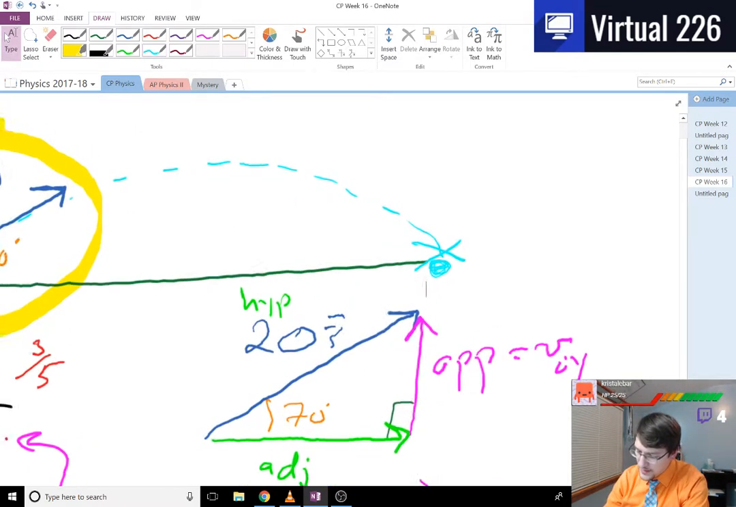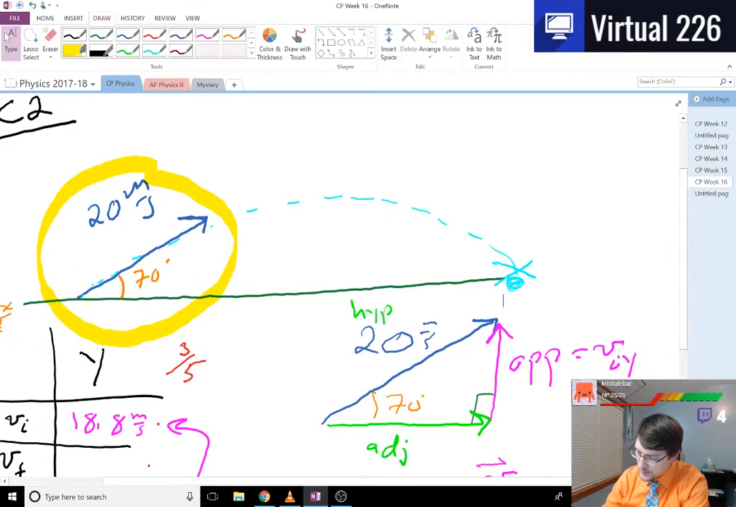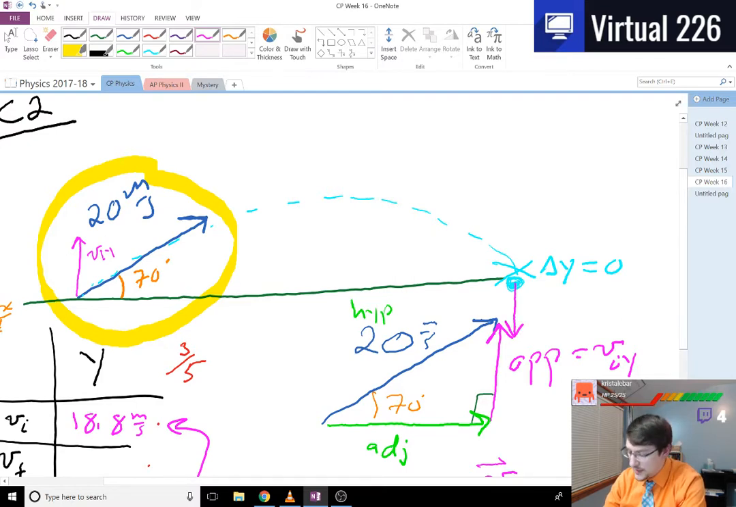You know that it is winding up at the same vertical height at which it started. And if it winds up at the same vertical height at which it started, that tells you that the displacement in the y direction here is equal to 0. You also know that the initial y velocity it had in the beginning up here, V_iy, it's actually going to have that same y velocity down here, but just negative. So this is the final y velocity, which is just equal to the negative initial y velocity.